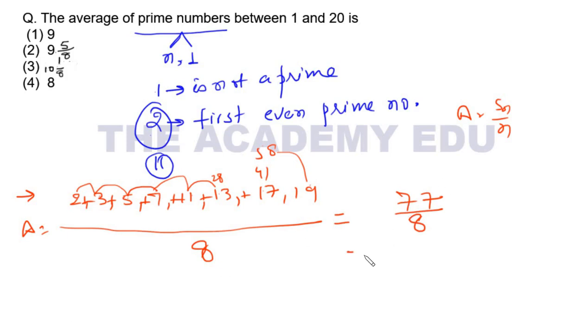Now divide it by 8. So 8 nines are 72. You are left with how much? 5 by 8. So this is your answer. 9 whole 5 by 8 is your answer. Got it? Move to the next question.